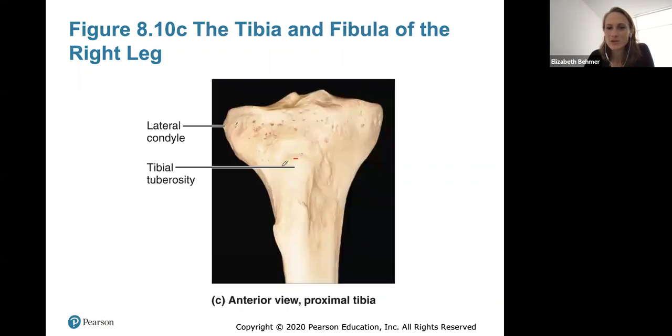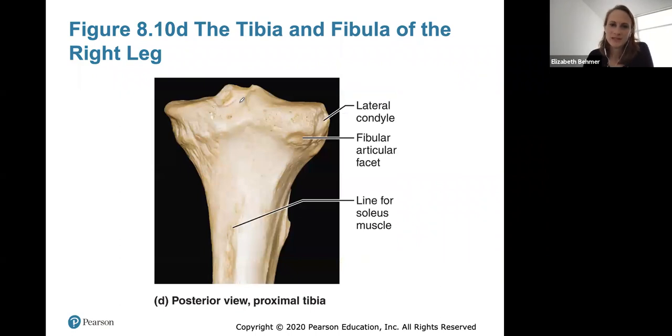Here's a look at the tibial tuberosity, and the tibia has lateral and medial condyles as well, which will correspond to where the lateral and medial condyles from the femur will sit on top of it. And here's the posterior view of the tibia.